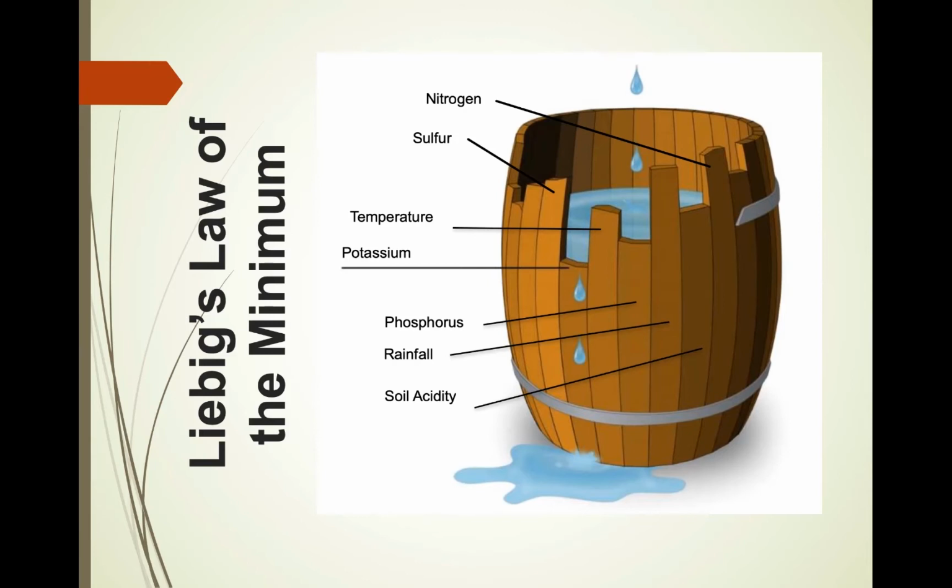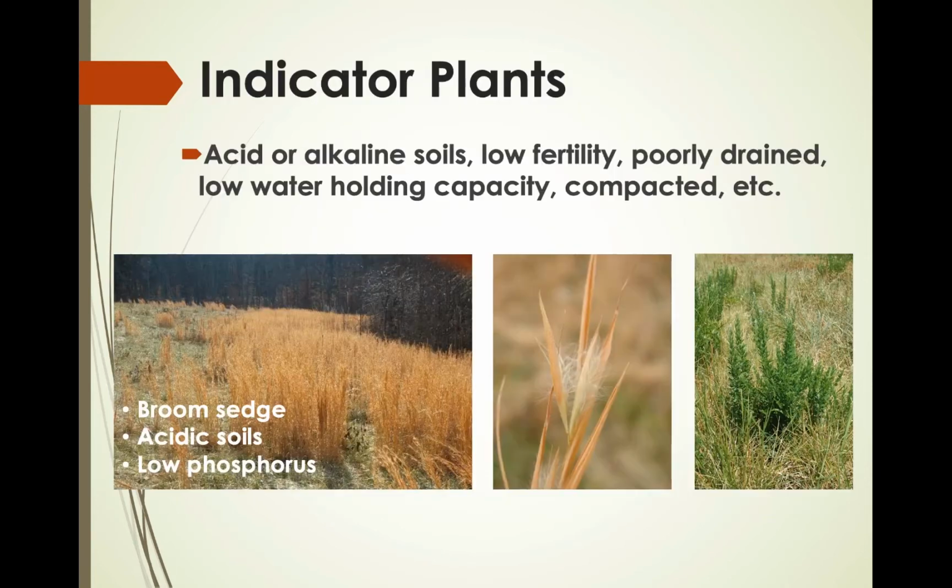I'll show you a chart in a moment. The point I want you to take home from this example of Liebig's law of the minimum is that we can't pick and choose what nutrients we want to supply in a hay production system. We've got to have a balanced approach to soil fertility. So we need to identify what's limiting and then supply what's limiting in that system.